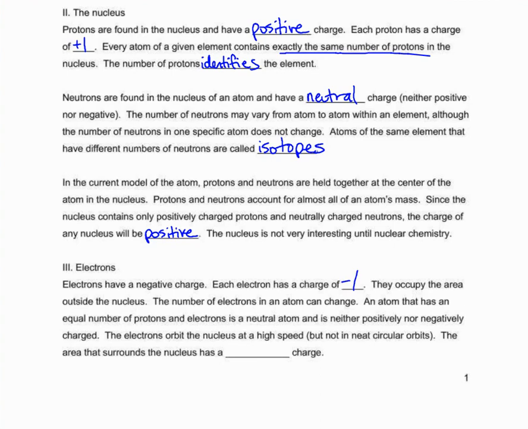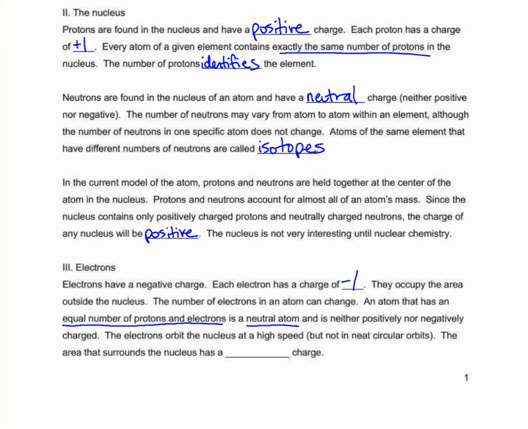An atom that has an equal number of protons and electrons is a neutral atom. It is not positively charged, it is not negatively charged. It has a lot of pieces that are positive and negative charged, but they are in equal numbers, and so they cancel each other out to make a neutral atom.